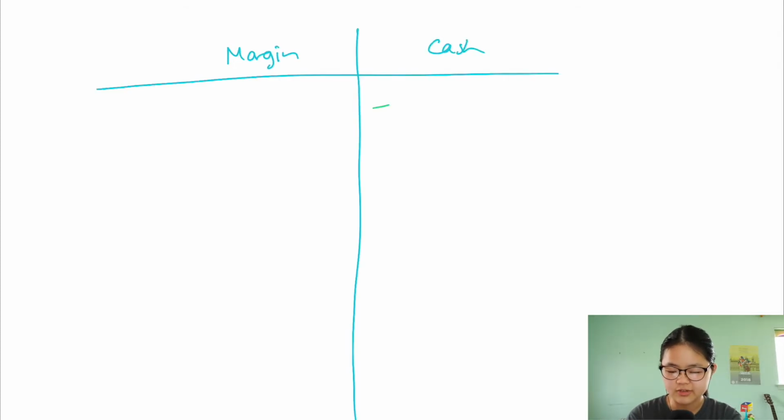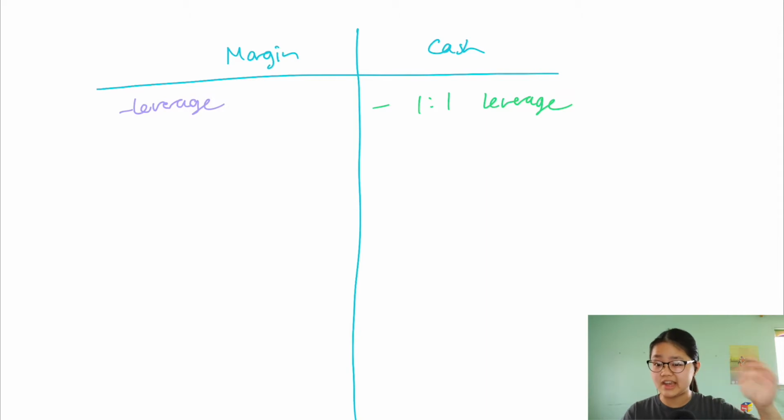So in my lovely graphic here, I will have a margin account on the left versus a cash account on the right. In a cash account, you basically have one-to-one leverage, which is no leverage, right? So if you put in $100, you can only buy $100 of stuff. Whereas in a margin account, you have leverage, which can amplify your gains and your losses.